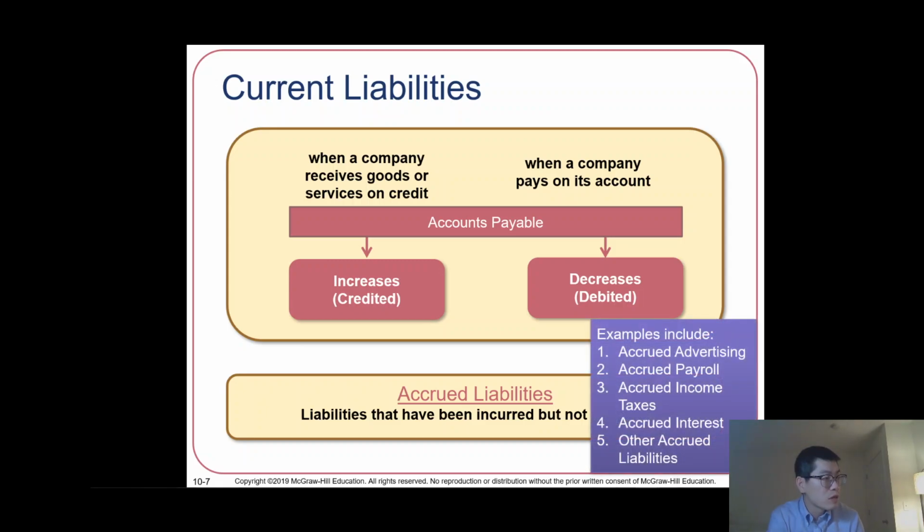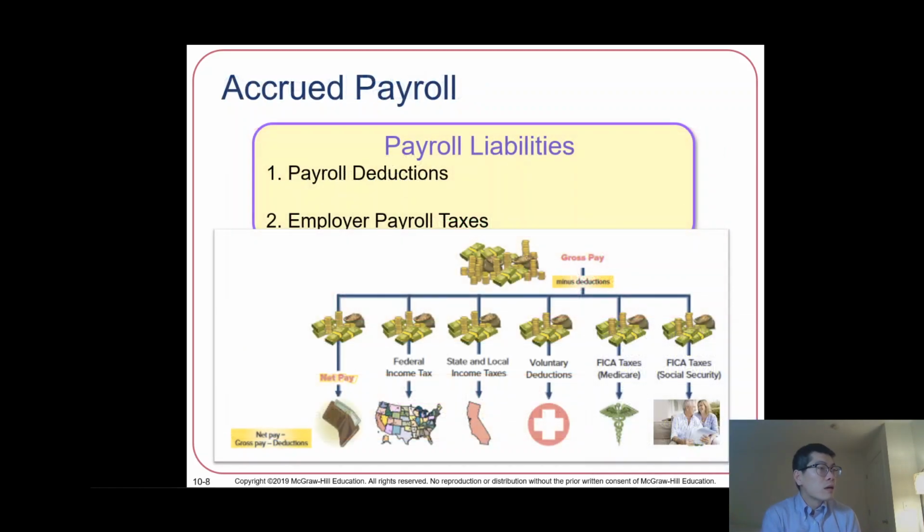At the time when we make the journal entries for those activities that happened, those liabilities are accrued liabilities, right? Here are some examples: accrued advertising, accrued payroll, accrued income taxes, accrued interest, and some other accrued liabilities. So what is accrued? That means we have utilized some resources from a third party, either our employees or our partners, or we earned operating income, and for all these things we have something to pay to the corresponding parties in the future, and those are accrued.